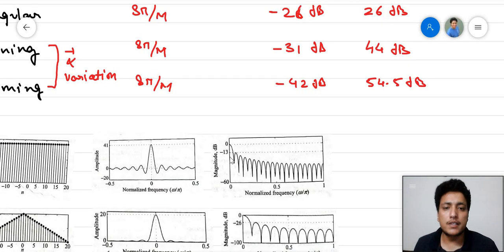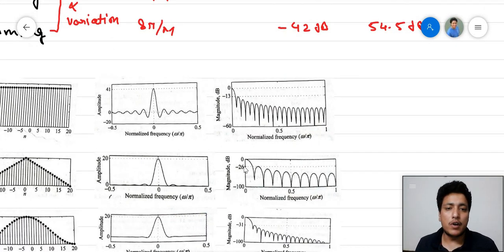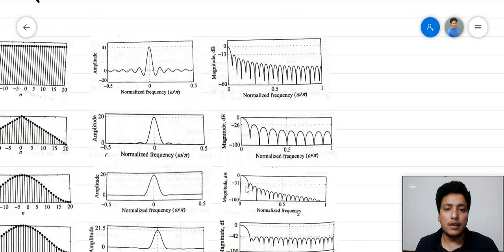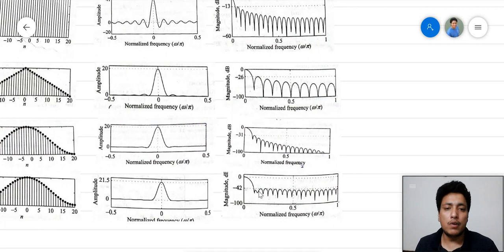Then we can see the normalized frequency response in decibels. One can see it is 0, that is the gain at the pass band, and minus 13 dB is the ratio of the peak of the side lobe over the main lobe. Similarly, for the triangular window, it is minus 26 dB, and then it is further reduced in the Hanning window to minus 31 dB, whereas in the Hamming window it is reduced to minus 42 dB.